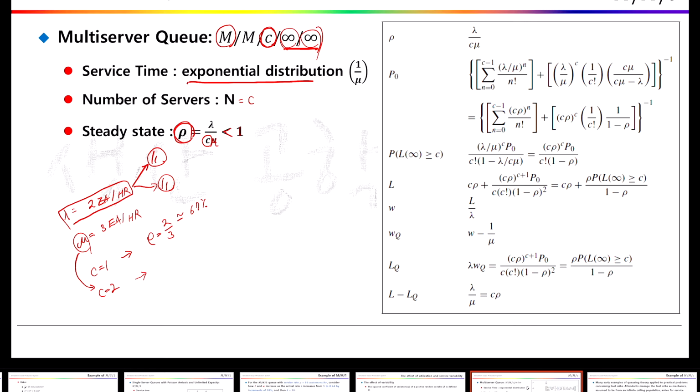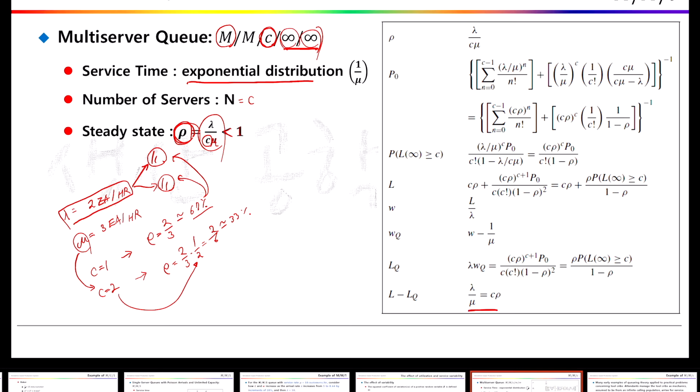So this roughly 67% is divided into both servers. So in this case, utilization rho is divided by the number of servers. It's roughly 33%. So in the case of a multi-server queuing model, utilization is written like this.